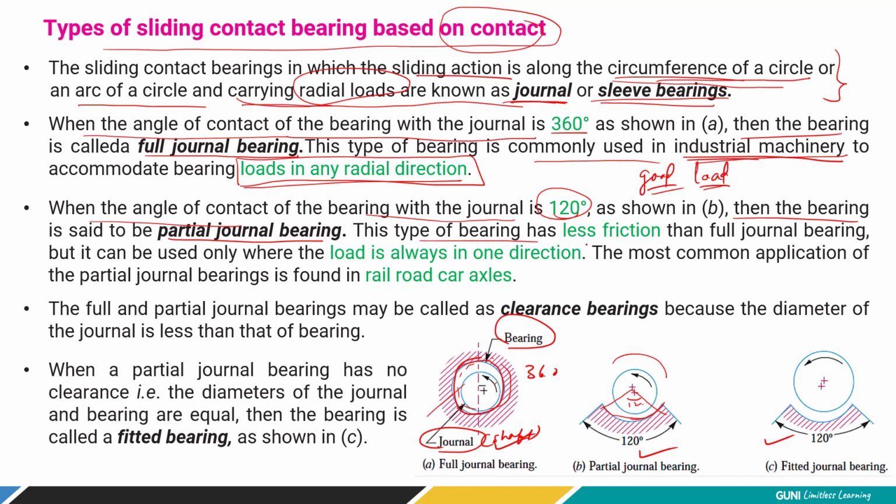Because when the bearing is partial, this type of bearing has less friction. This is the requirement. When the load is moderate and it is acting in a particular direction, the downward direction, then you do not require supporting the journal or the shaft by the remaining surfaces. You do not require supporting the shaft around the whole circumference. It is sufficient to support it by this bearing surface.